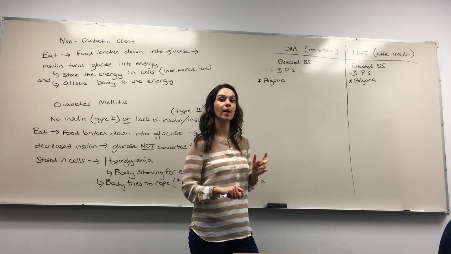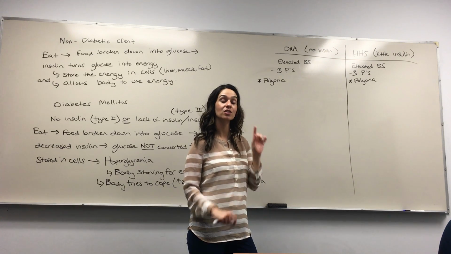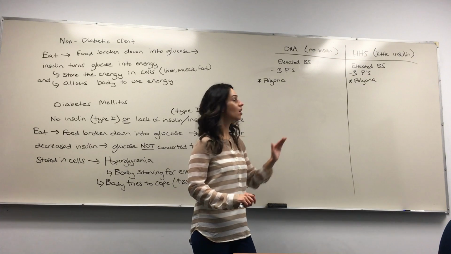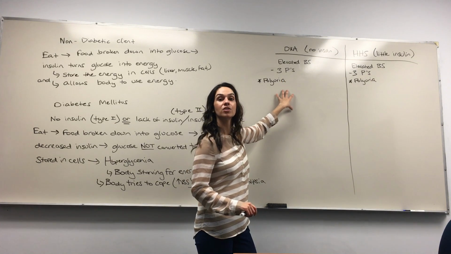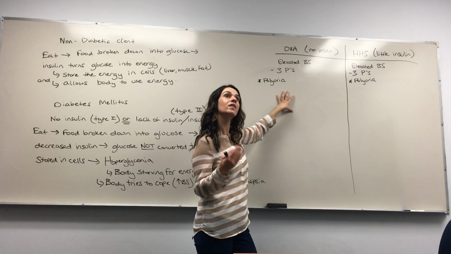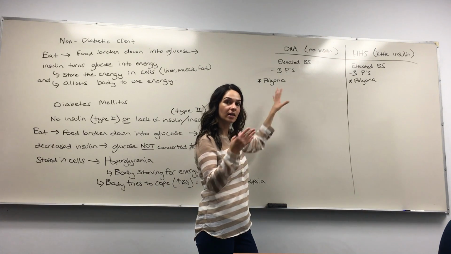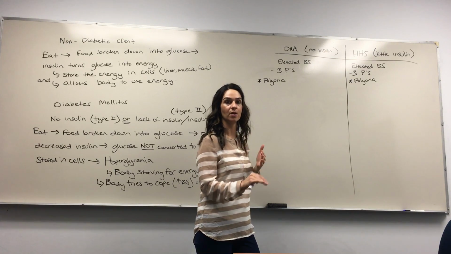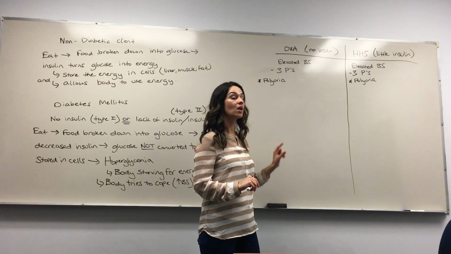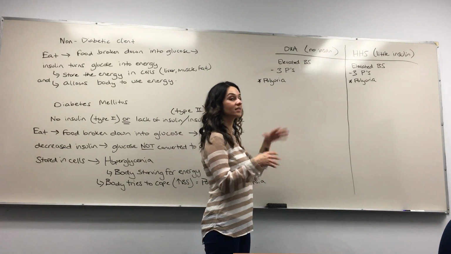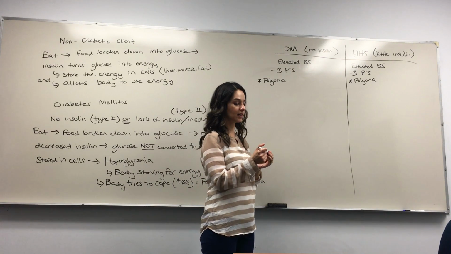Because when you're thinking about priorities for DKA and HHS, you need to think circulation. So with elevated blood glucose in the blood, our kidneys try to cope by peeing off this glucose. Well, we also lose our fluid. So now this polyuria is going to make symptoms of a dehydrated client.